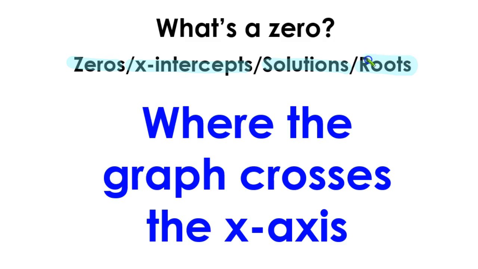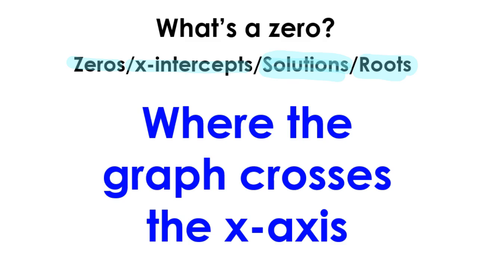And although the definitions for these words are all slightly different, when I ask you for a 0, or an x-intercept, or a solution, or a root, I'm technically asking you for pretty much the same thing. They're kind of synonymous. I want to know where the graph crosses the x-axis. Now, you'll see that I might write my answers a little differently depending on whether I'm asked for an x-intercept or a 0 or a root.